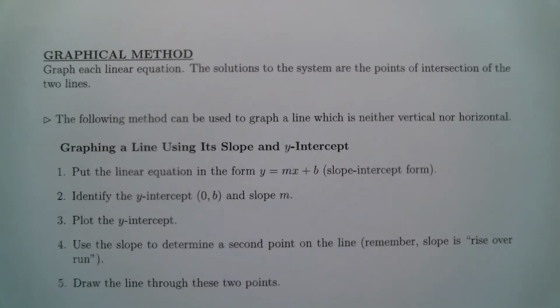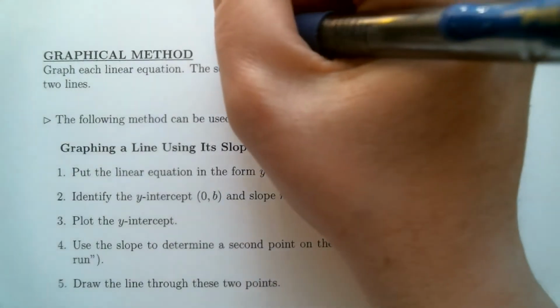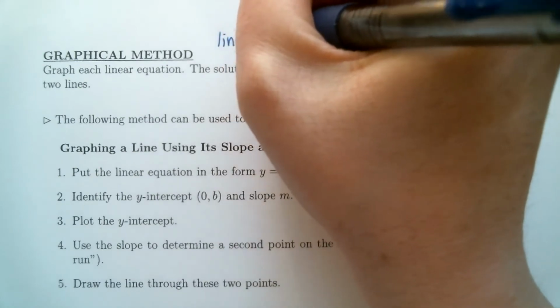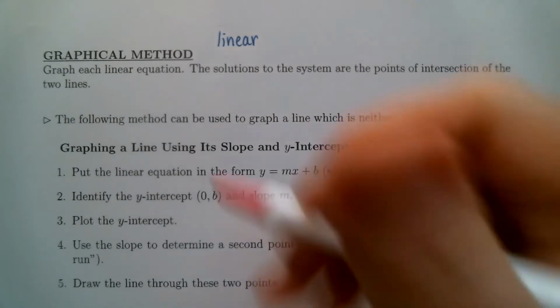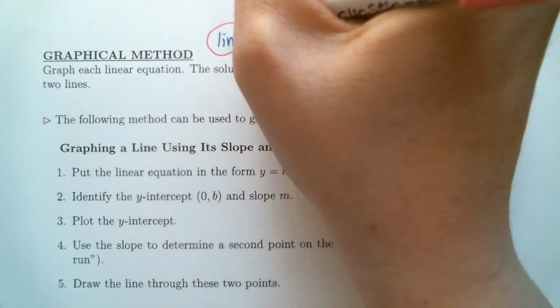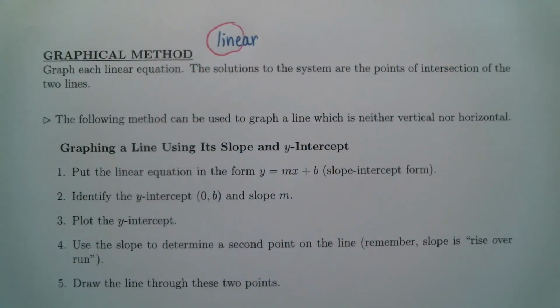If you read what it says under graphical method, what you do is graph each linear equation. Maybe it's been a while since you've done algebra, but if you remember, think about the word linear. Linear equation. You should see the word line in there. A linear equation is just a line.